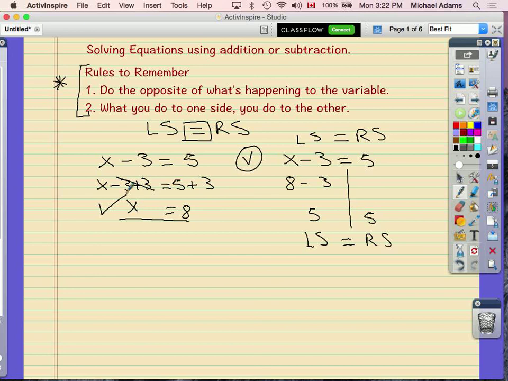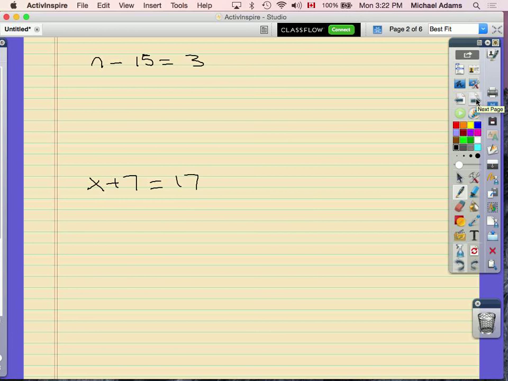Okay, let's take a look at a couple other examples. Here, I have n minus 15 is equal to 3. So what number do I take away 15 from, and I get 3? If we can't do it in our heads, well, let's do it algebraically. Now, I'm subtracting 15, so the opposite of subtracting 15 is adding 15. And the rule is what I do to one side, I do to the other. So if I add 15 here, I have to add 15 over here.